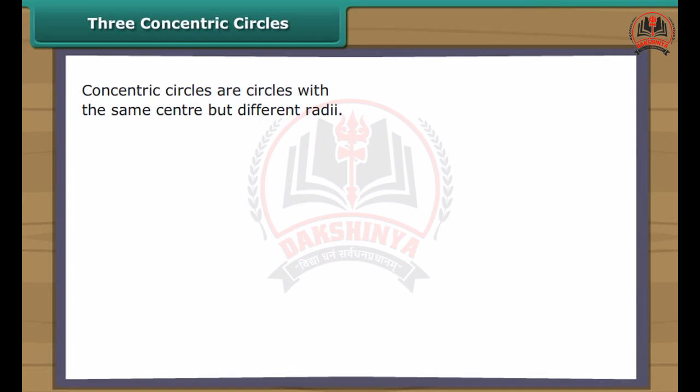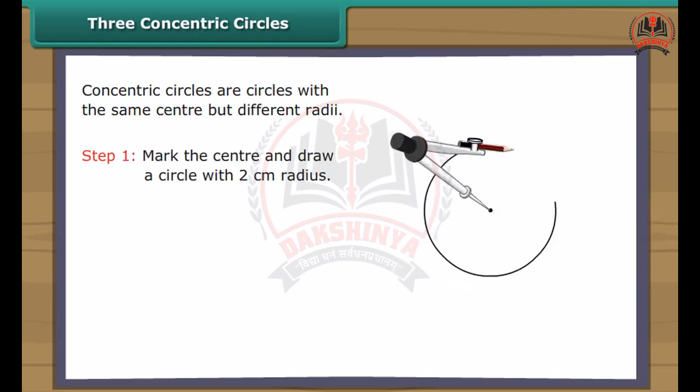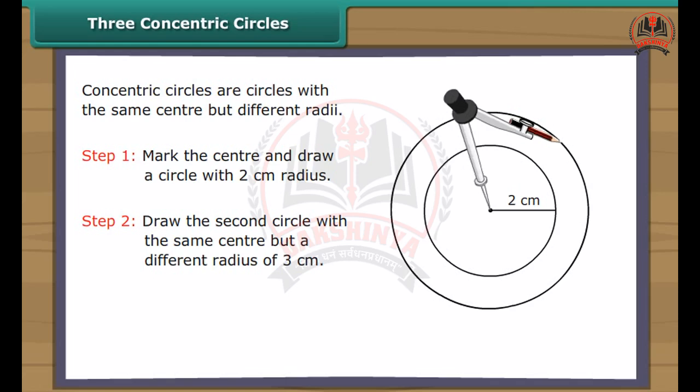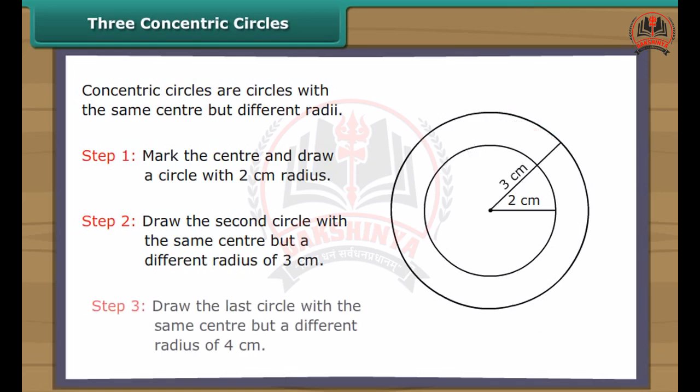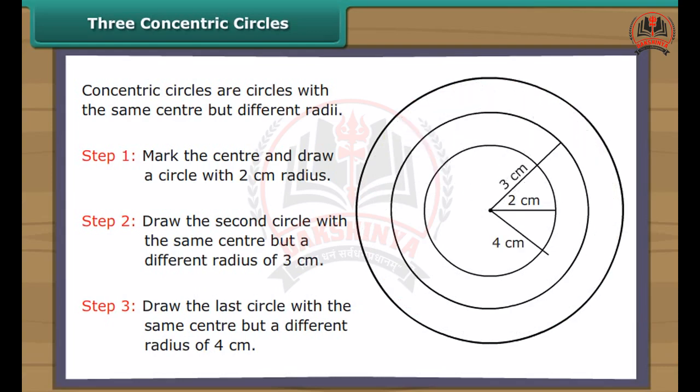Three concentric circles. Concentric circles are circles with the same center but different radii. Let us now draw 3 concentric circles with the radii 2, 3 and 4. Mark the center and draw a circle with 2 centimeters radius. Draw the second circle with the same center but a different radius of 3 centimeters. Draw the last circle again with the same center but a different radius of 4 centimeters. We have 3 concentric circles.